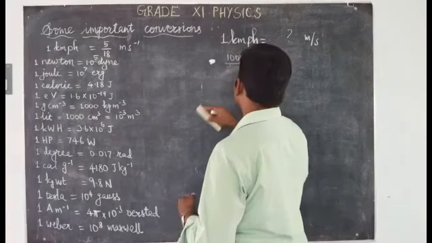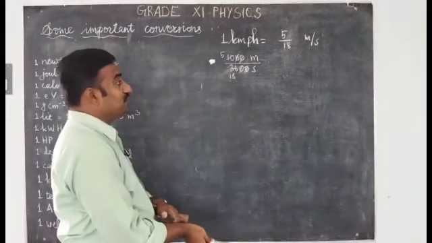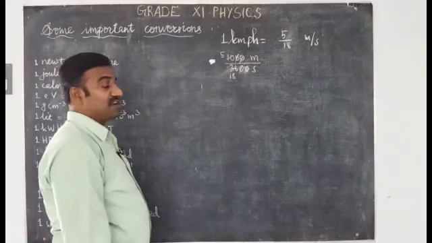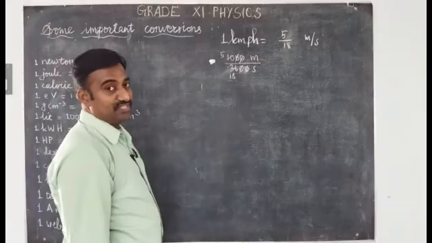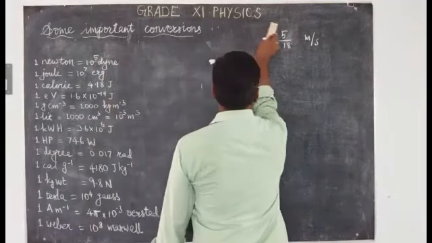Okay, this is the first conversion. So we'll write it: 1 kilometer per hour is equal to 5 by 18 meter per second. Similarly, if you want to convert meter per second into kilometer per hour, you need to do the inverse, that is 18 by 5. Okay, moving to the second conversion.